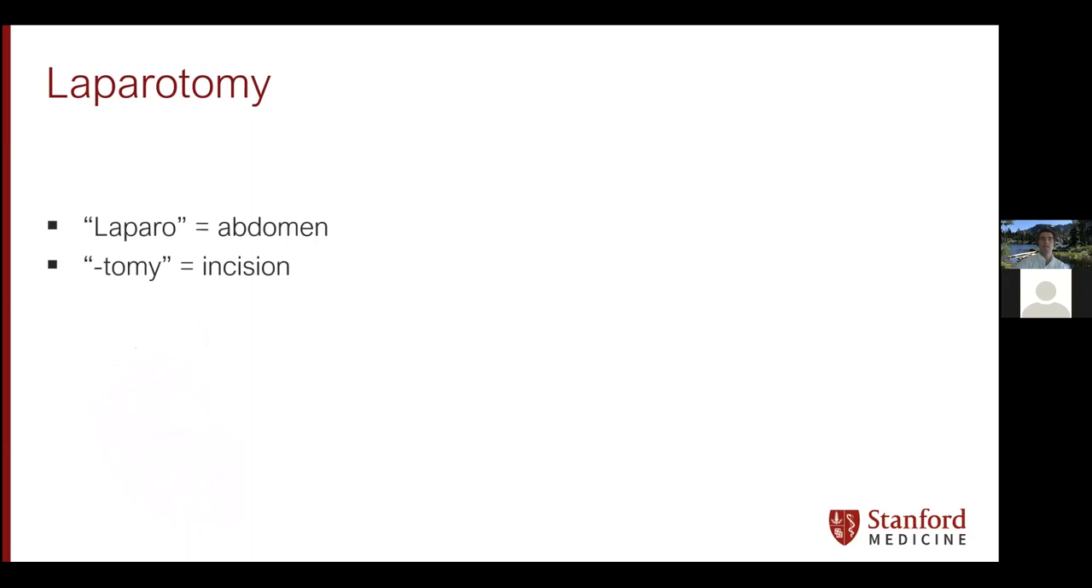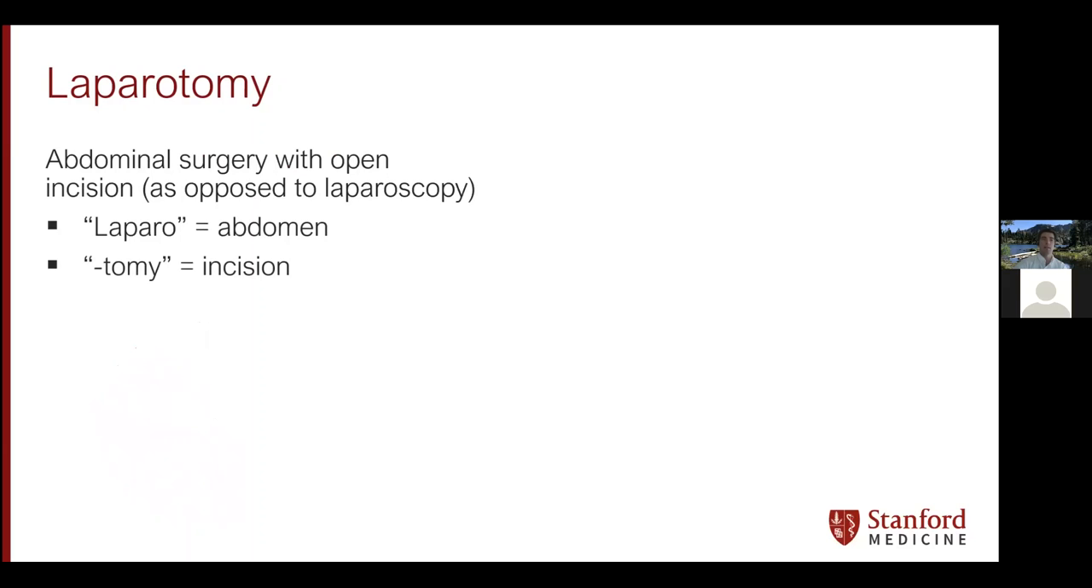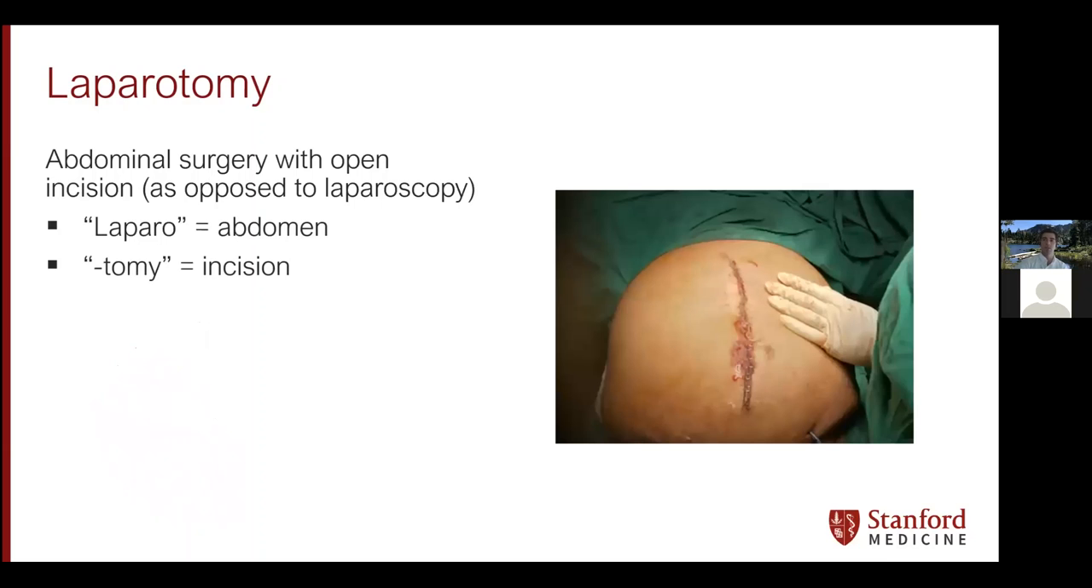Yeah, so that's exactly right. So tomi is an incision, laparo is your abdomen. So laparotomy is an abdominal surgery with an open incision, as opposed to laparoscopy where you kind of do a closed incision. And so the classic cause of this is an exploratory laparotomy, where someone comes in with a large trauma or we're not sure what's going on in the abdomen, and we need to get in quickly. And so we basically open up the entire abdomen with this incision and take a look. And so this is a scar after an exploratory laparotomy.